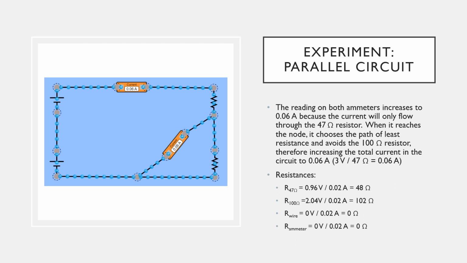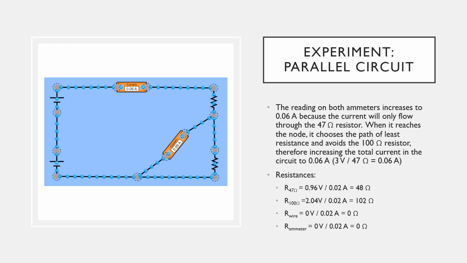Next we created a parallel circuit, and here you can see the reading on both ammeters increased to 0.06 amps because the current will only flow through the 47 ohm resistor, because when it reaches the node, it chooses the path of least resistance and avoids the 100 ohm resistor. Therefore, the total current in the circuit is 0.06 amps.